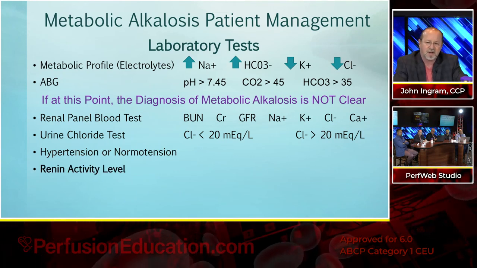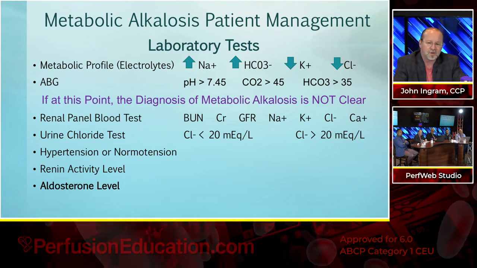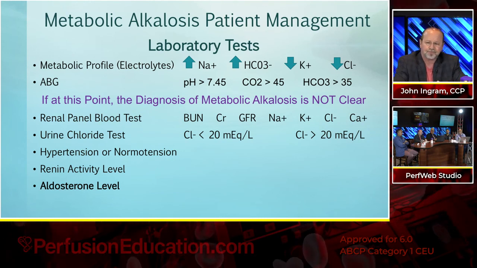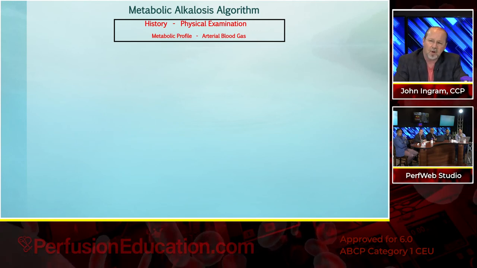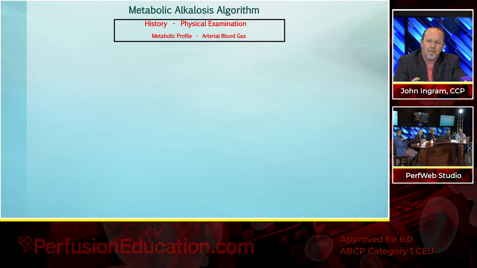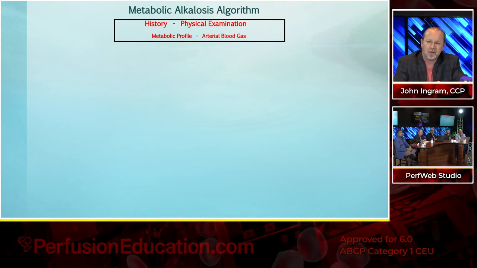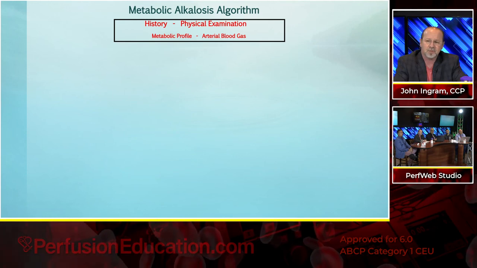If their renin activity level is high, it's going to increase their aldosterone production. Or you can just have high aldosterone without a precursor of renin being elevated. So look, this is where it starts getting more complicated. I'm going to try to keep it simple. But this is the algorithm to look at why our patient is staying in metabolic alkalosis and what we can do about it. Because there are things that should be done about it.